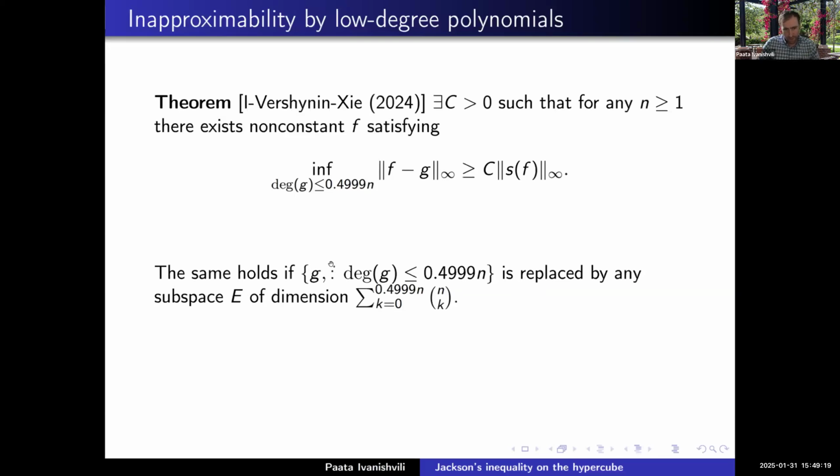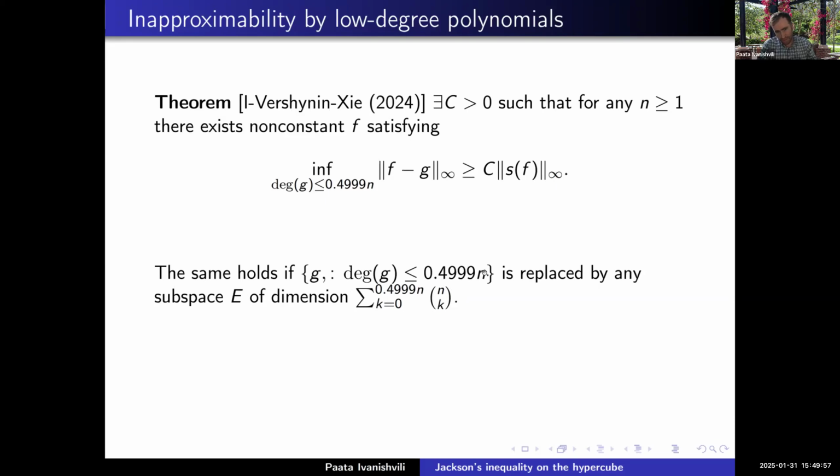The proof shows that this space of polynomials can be replaced by any subspace of dimension of this number. For example, why this number? Because the space of these polynomials has this dimension exactly, right? Because there are constant terms, there are monomials xi, which is n choose 1, plus there are monomials xi xj, n choose 2, monomials xi xj xk, n choose 3, etc. So if you sum up k from 0 to this, you get exactly the dimension of this space.